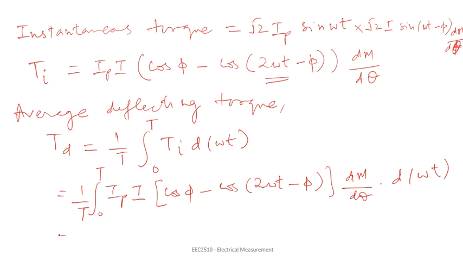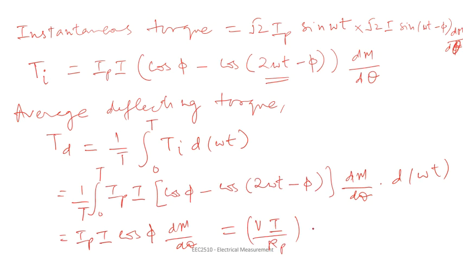So it will come as Ip I cos phi dM over d theta, or it can also be written as Vi over Rp cos phi dM over d theta. This is the expression of the average deflecting torque. Let us call this equation 1.